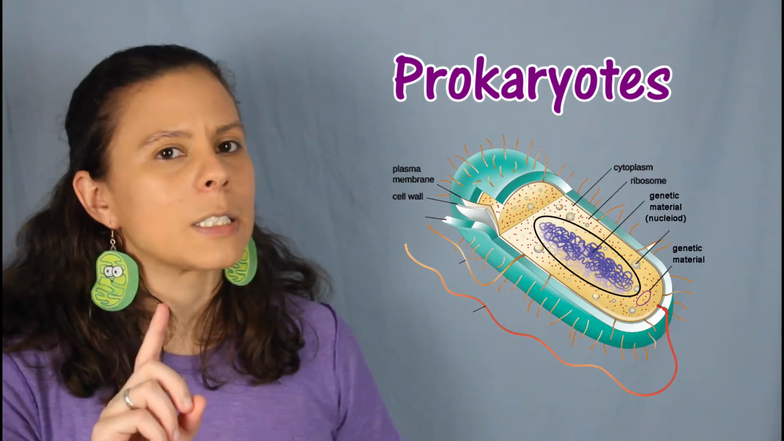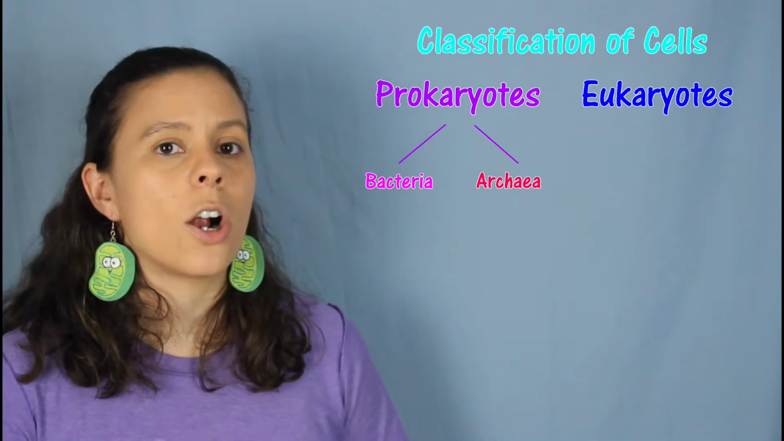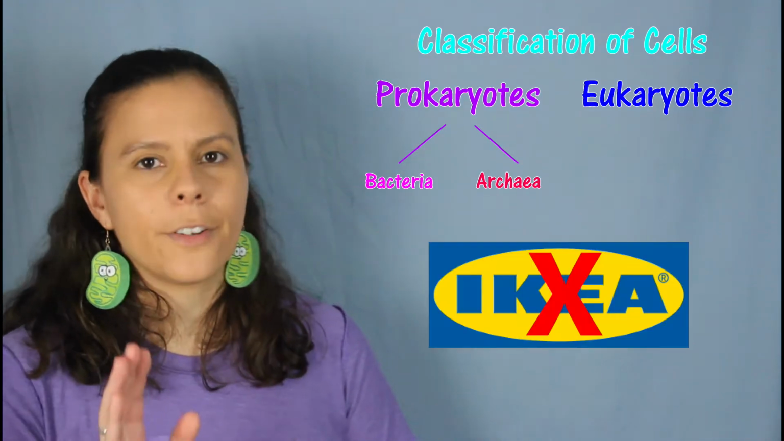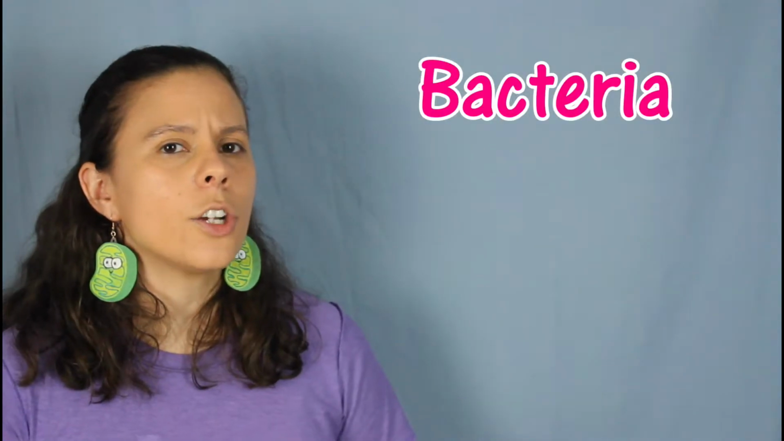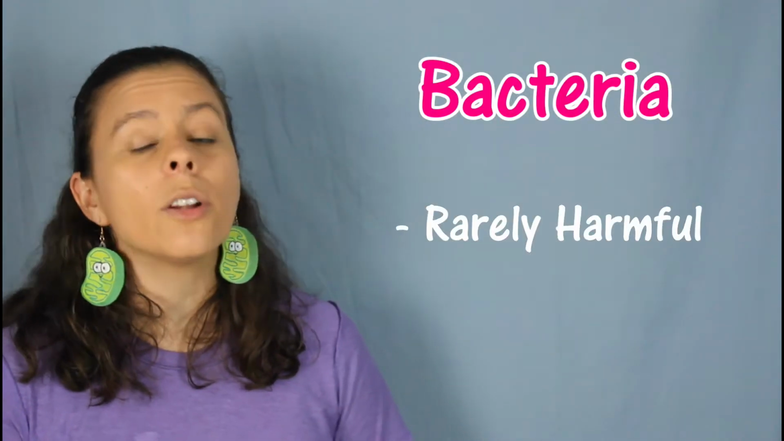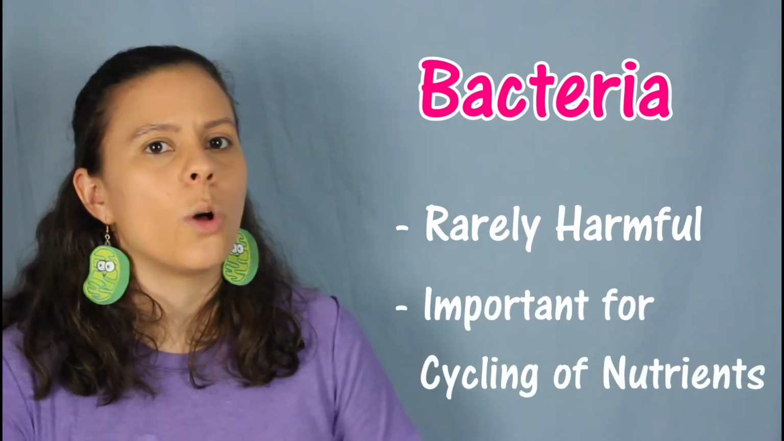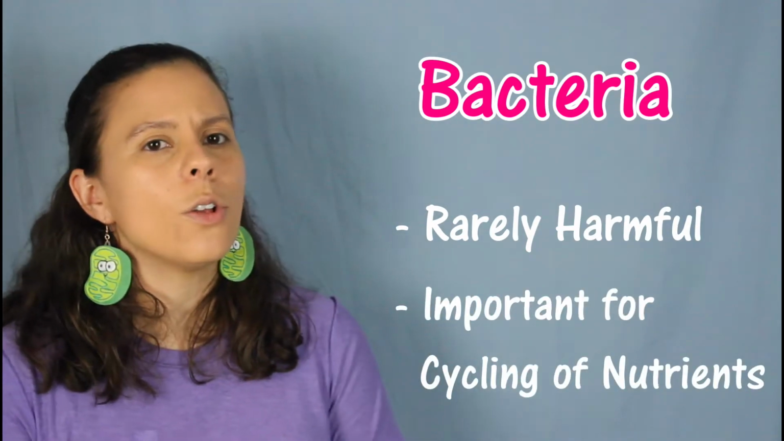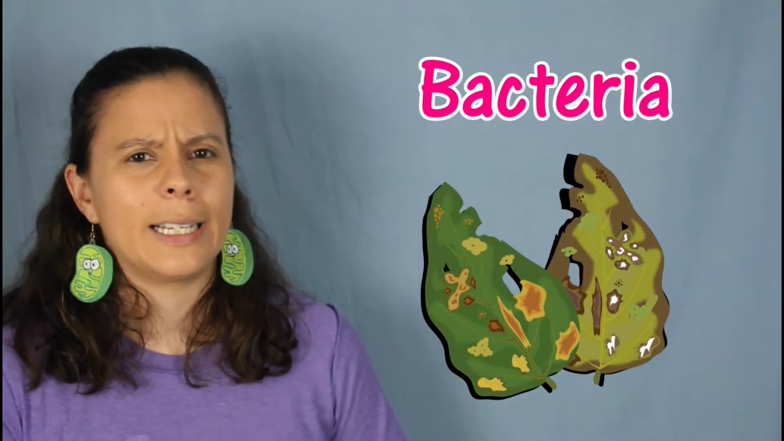at. Let me explain. There are two subcategories for prokaryotes that we call domains. They are bacteria and archaea. No, not the furniture store. This is science, remember? We gotta spell it all weird. Bacteria, contrary to popular belief, are rarely harmful to humans or other organisms, and they play a very significant role in the cycling of nutrients. They also live in crazy places in the world, like your gut and dead plants.